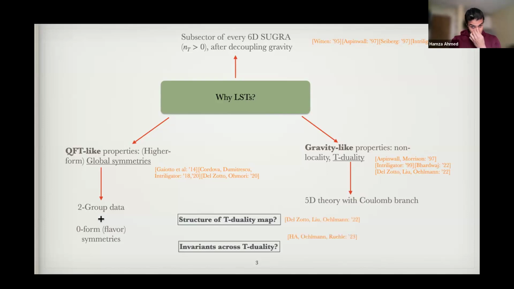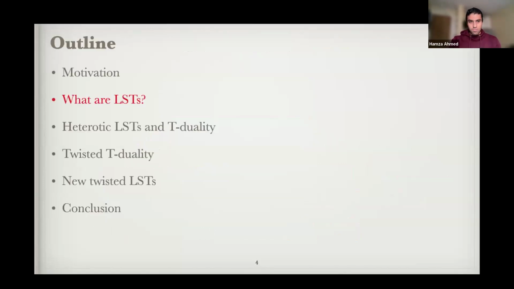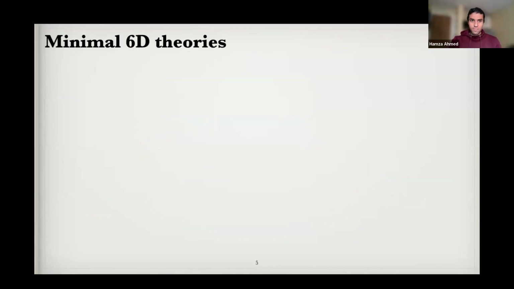In this context, two natural questions arise. The first is, what is the structure of this T-duality landscape or this T-duality map? The second is, can we identify any invariants across any candidate T-dual theories that must match? In this work and in this talk, I'll touch on both of these questions, but in the context where twists are allowed along the compactification circle. But before we get into that, let me review what these theories are.